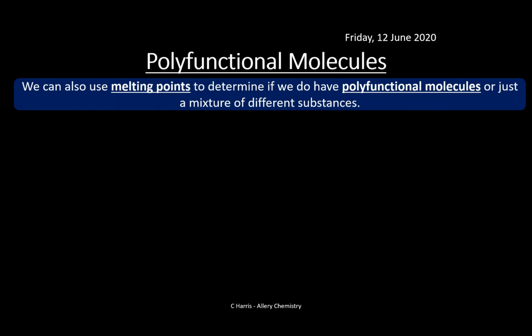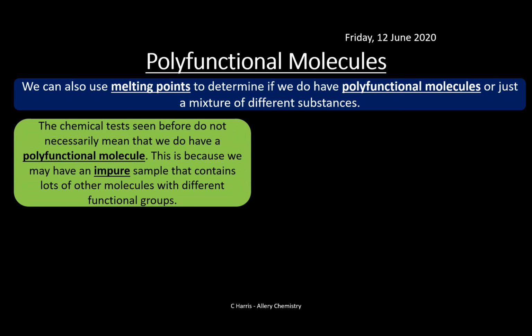Okay, so we can also use melting points to determine if we do have polyfunctional molecules, or do we just have a mixture of different substances? In other words, do we just have a mixture of alcohols and carboxylic acids and halogenoalkanes, etc.? Do we just have a mixture, or do we truly have one molecule with different functional groups attached to it? And so melting point apparatus can help us do this. So the chemical tests that we've seen before do not necessarily mean that we do have a polyfunctional molecule, because we have an impure sample that may contain all of them, just a combination of 3 different chemicals in there. So it's not definitive proof that it is indeed a polyfunctional molecule.